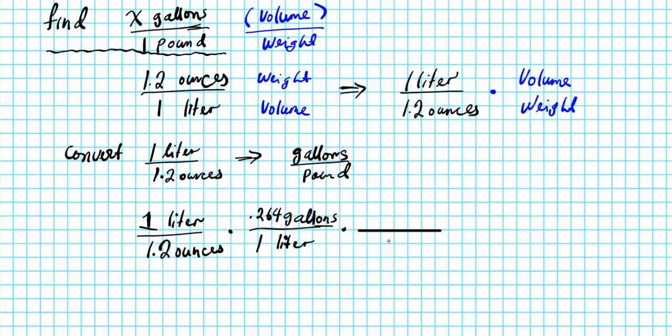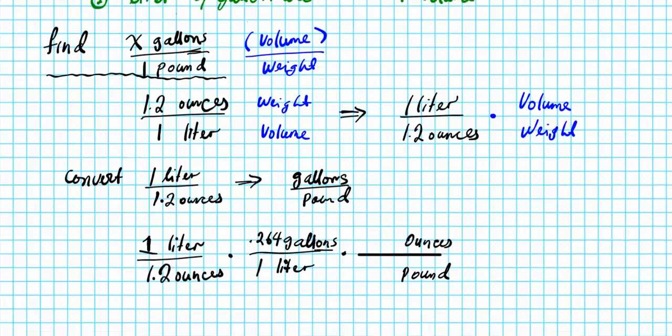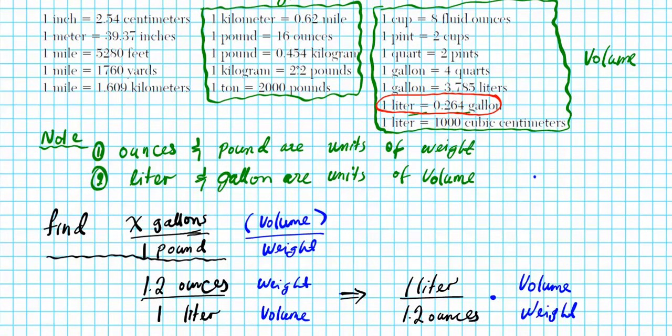I want ounces to cancel out, so since there's ounces here, I'll put ounces up here, and I want to convert ounces into pounds. So, ounces per pound. I'm going to go back to my reference sheet and ask myself how many ounces per pound, or how many pounds per ounce, whatever, it doesn't matter. Go to your weight conversion factors and look for the one that has ounces and pounds. So bam, there you go. 1 pound is equal to 16 ounces.